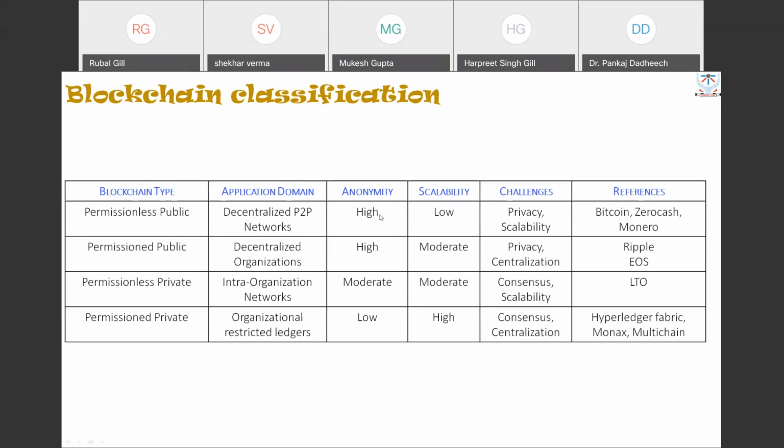So let's look at the blockchain. As you can see, we have different kinds of blockchain. We have permissionless public blockchain, permissioned public blockchain, permissionless private blockchain, and permissioned private blockchain. I'm not defining them, my friends, because Dr. Venkateshan, who is going to be the next speaker, will be talking about these things in quite some detail. For the application domains, for example, we have the permissionless public blockchain: a decentralized P2P network, the application is distributed, the anonymity is high, the scalability is not there, and the challenges are privacy and scalability. For example, Bitcoin is a permissionless public blockchain. Any cryptocurrency most of the time is a permissionless public blockchain.